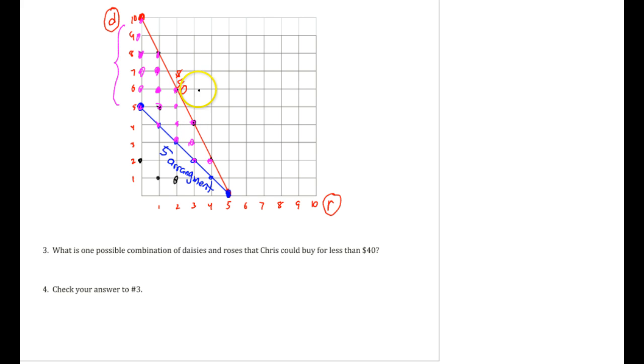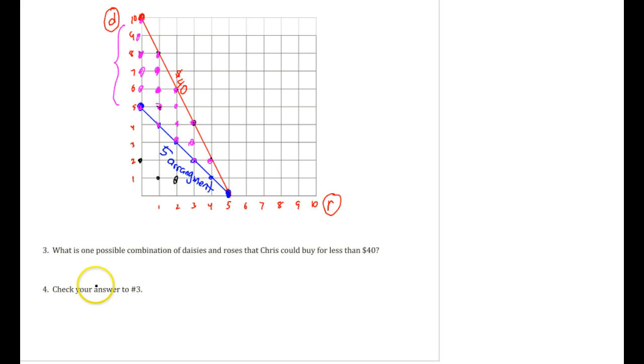You're going to be graphing two lines, and you're going to have to find out which ones are below my $40, which ones are above my 5 arrangements. And so when you have this, you know that these are the solutions. Okay, so when you go down to 3, and ask you, give me one possible combination, you know where to look on the graph. You know it can't be below here because that's less than 5. You know it couldn't be up here because that's going to cost more than $40. So you know that before you start, that this is what you're working towards. Two lines, below one, above the other, all those are going to be my answers.